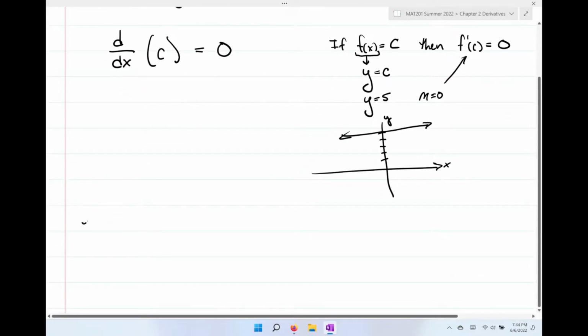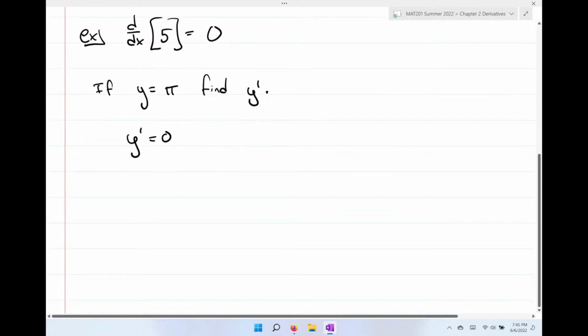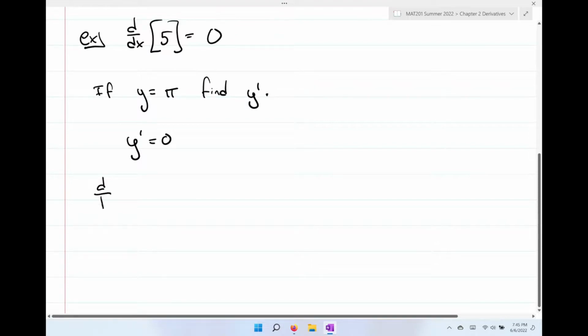So some examples would be, let's find the derivative of 5. Well, that's just going to equal 0. How about if y equals pi, find y prime? Well, y prime is going to equal 0 because pi is a constant. Okay? Even something like this. Let's find the derivative of -2. Still, it equals 0. All right? So, the derivative of a constant, super easy.